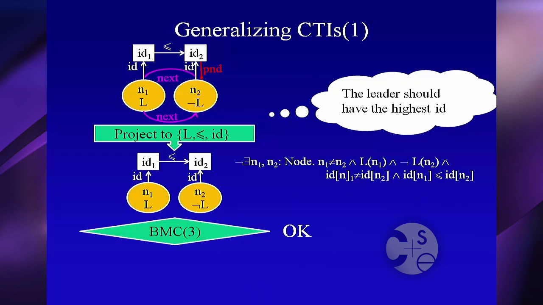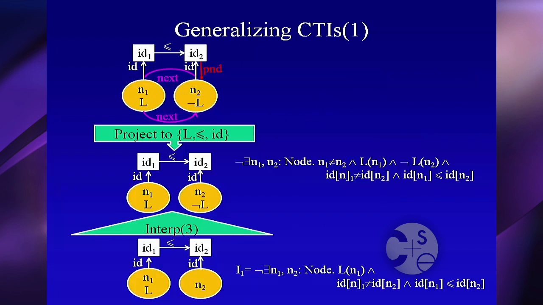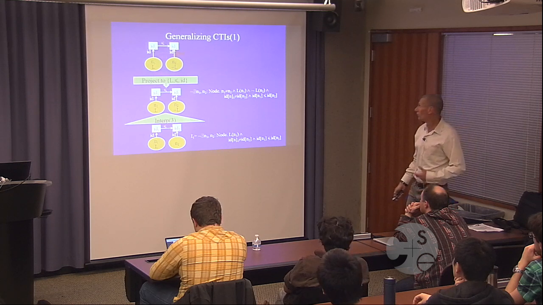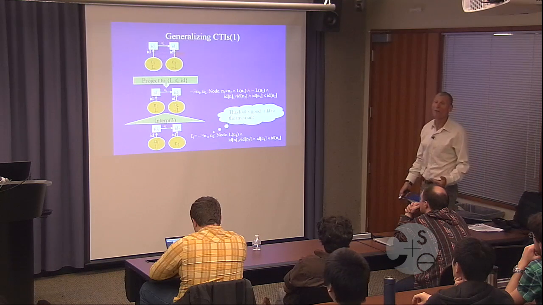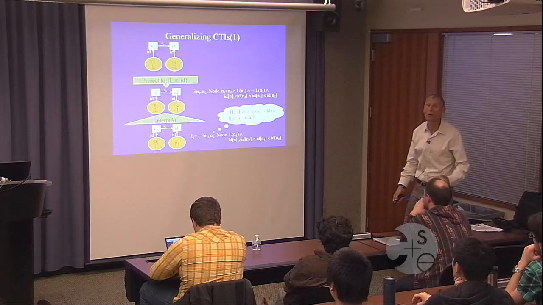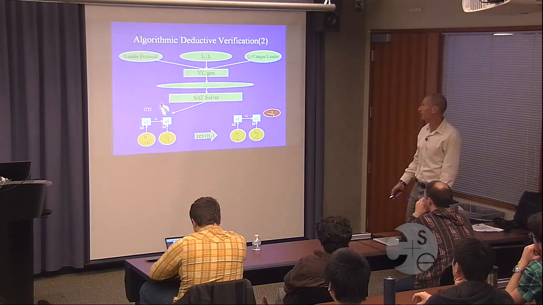If you have three, then in fact the bounded model checking will be okay. The interpolation will be okay, and you notice that it generalizes it. So now we generalize it and we got the property that we want. This looks good. We have it in our inductive environment. So now we know that the leader has the highest ID.